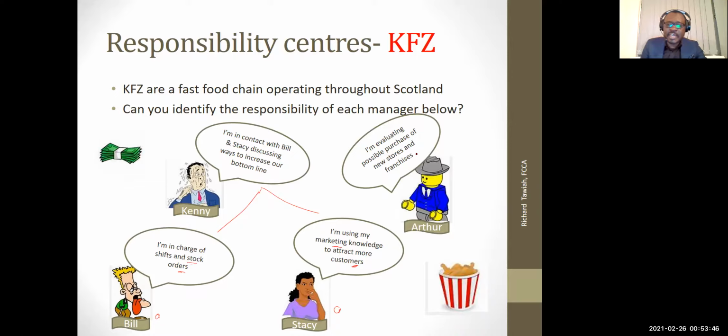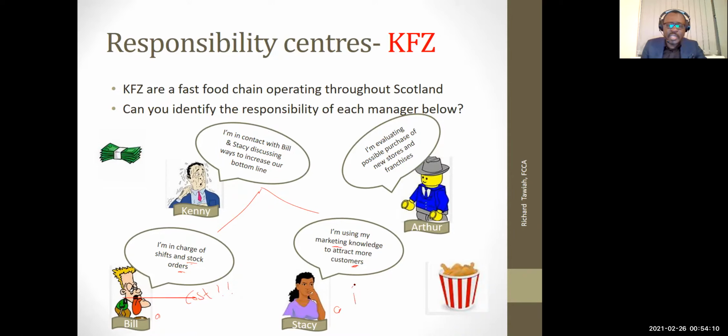And then the other guy, Arthur, more or less a standalone guy, says, I'm evaluating possible purchase of new stores and franchises. This guy is looking at expanding the company, investing. So this guy is standing alone and trying to expand the operations. So where would you put this guy? Where would you put this guy? Cost?